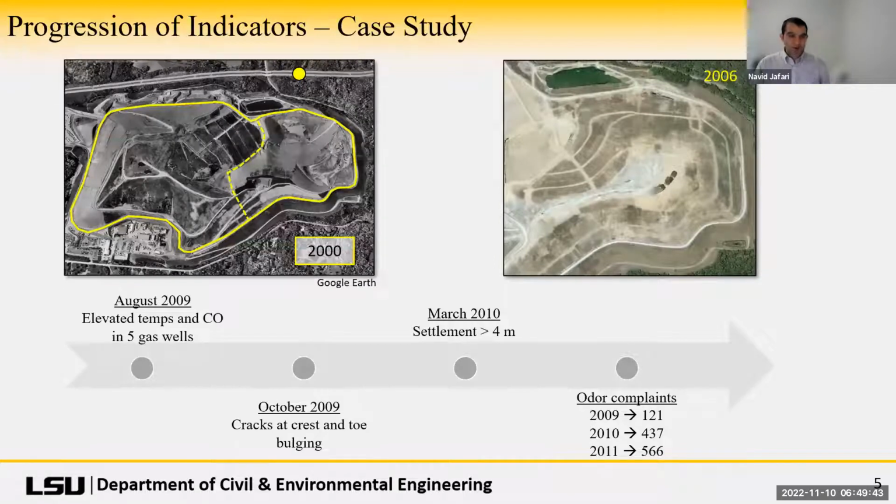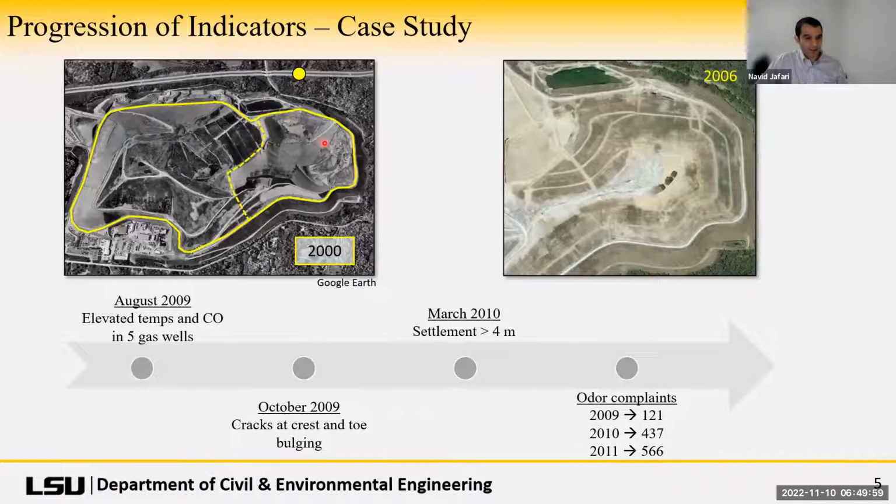So in terms of the progression of indicators, we're going to use a case study in Ohio. On the top left is aerial imagery from Google Earth from 2000. The cells of interest are going to be right here. I'm going to put my laser pointer so you can see it.